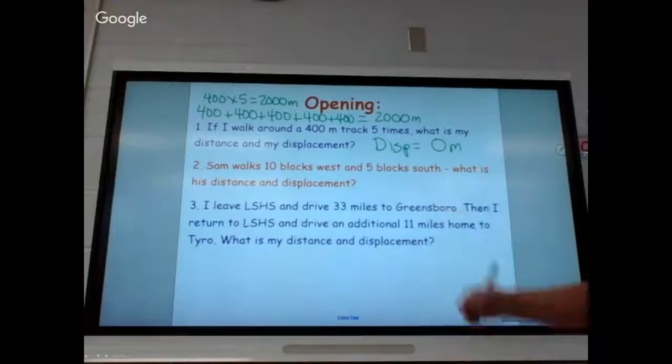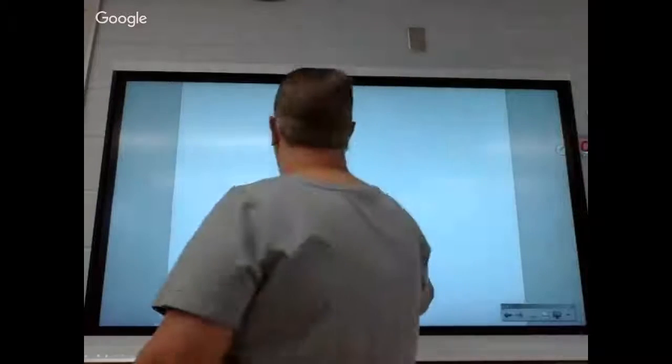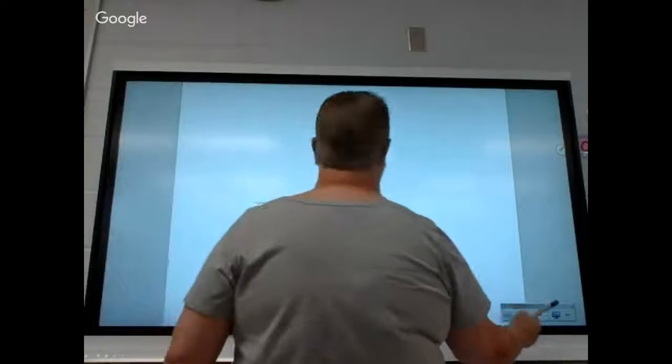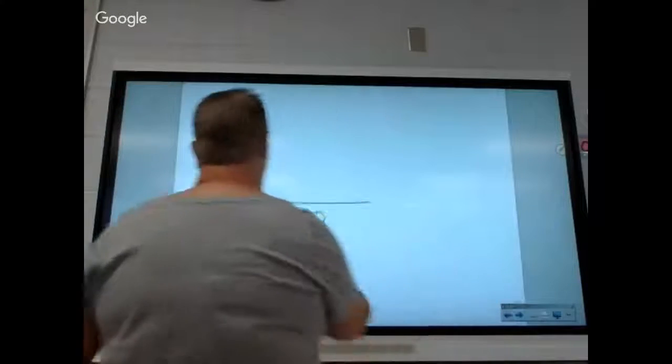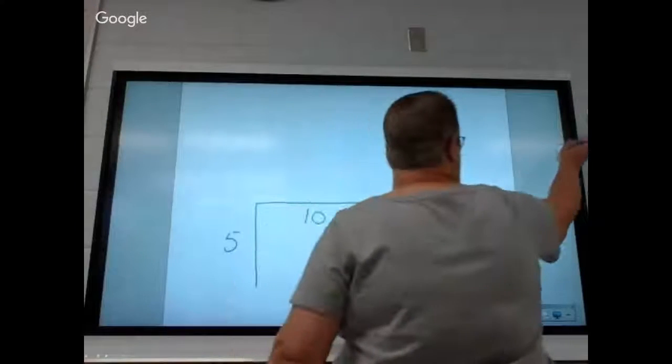All right, so Sam walks 10 blocks west and 5 blocks south. What is his distance and his displacement? What do we know if we walk 10 blocks west, and we walk 5 blocks some direction? What direction do we go? South. All right, 5 blocks south. We created a right angle.